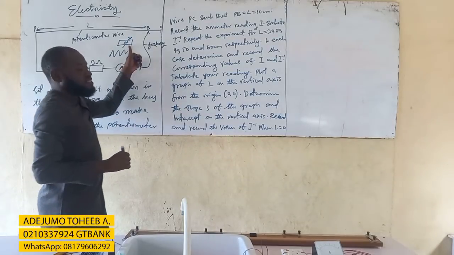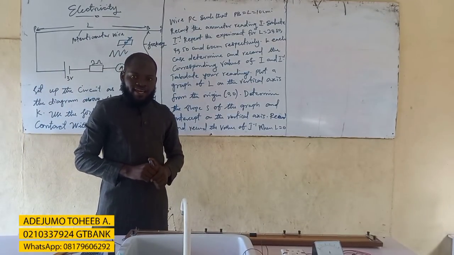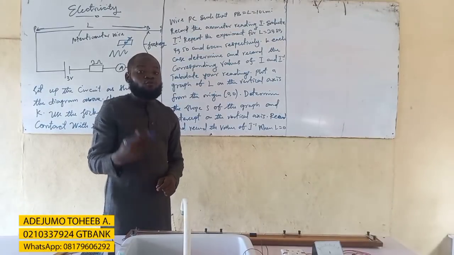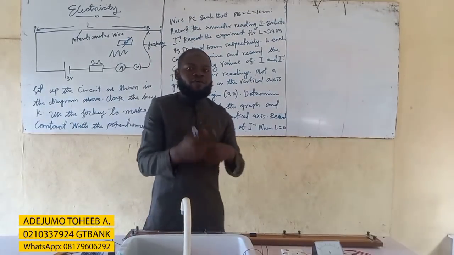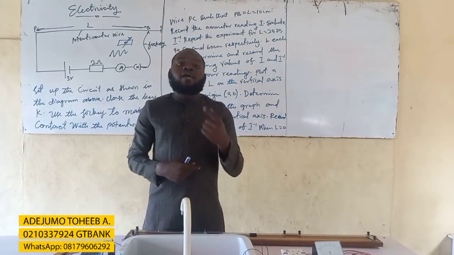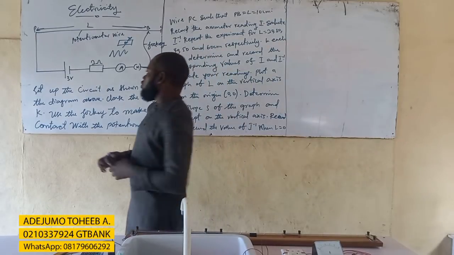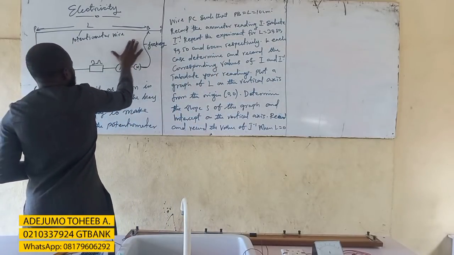So this one is called a variable resistor. Are you getting this now? It is a variable resistor. And when you talk about a variable resistor, it can be a resistance box or a rheostat, either of the two. Are you getting it now? So those are the symbols for resistance.